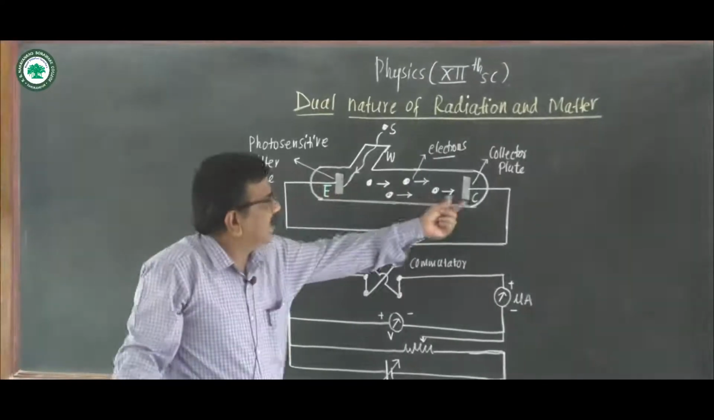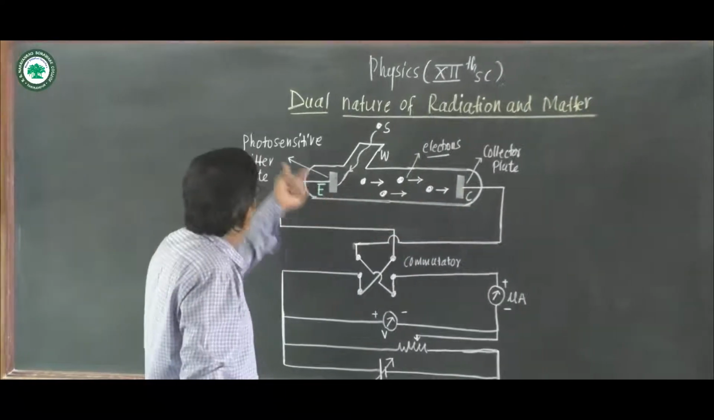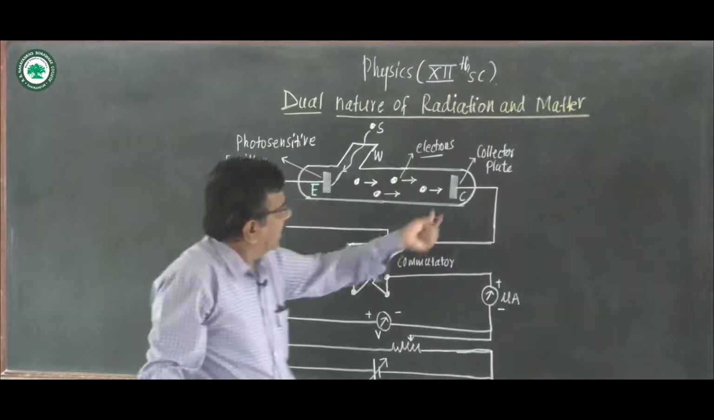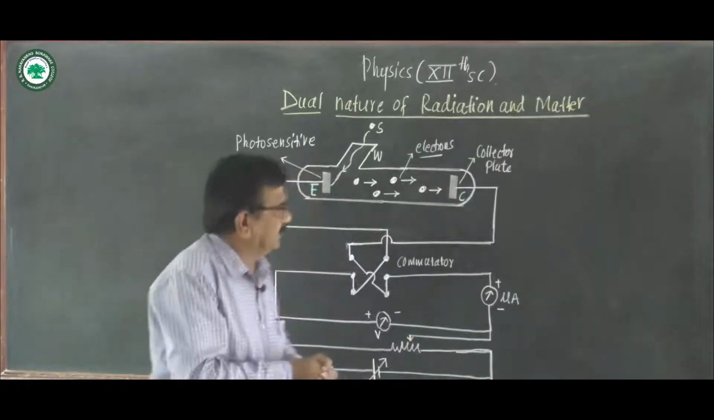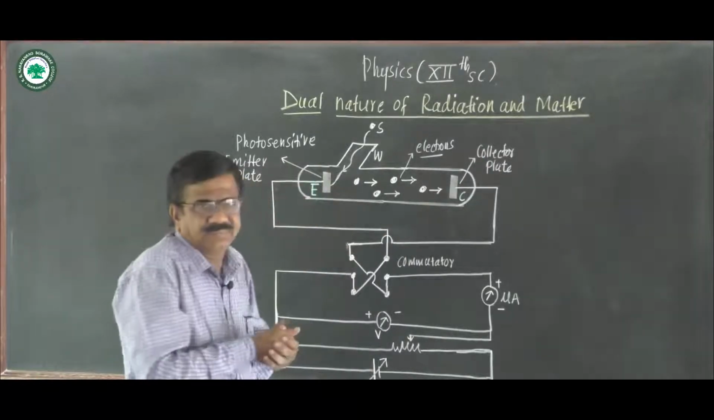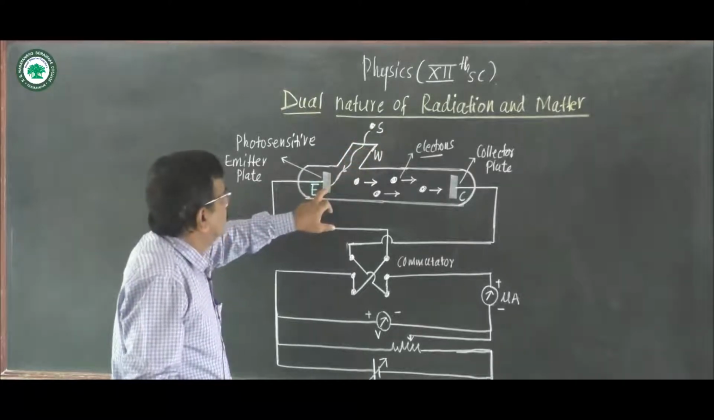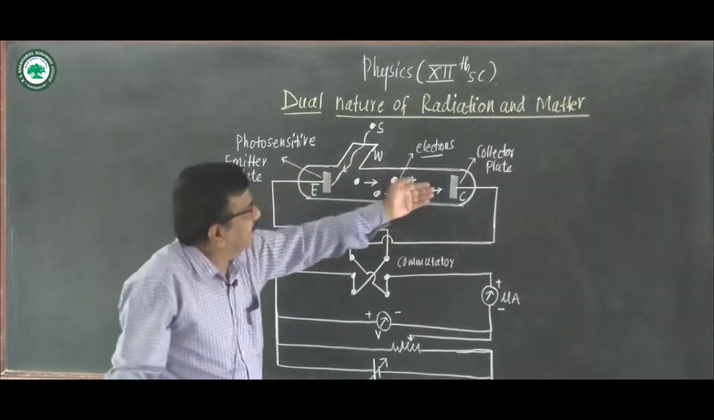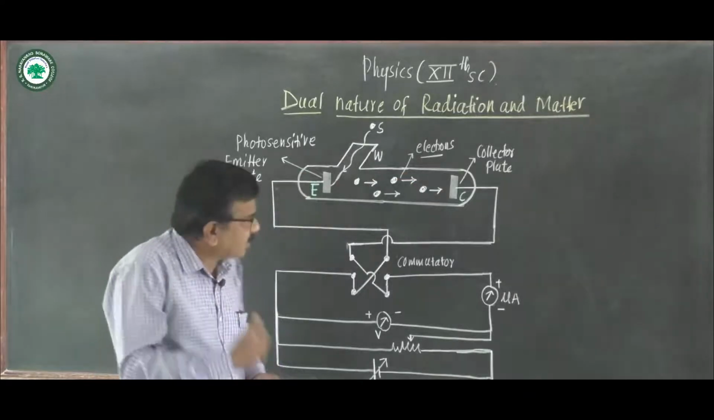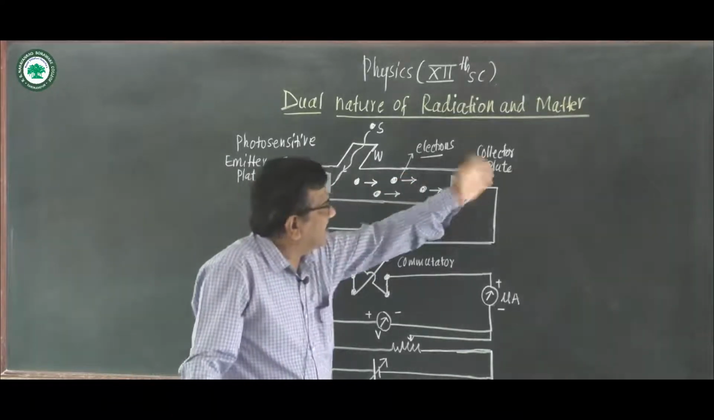Two electrodes are fixed here. One is the photosensitive emitter plate and the other is the collector plate. This is the evacuated tube. Light enters through this quartz window and photoelectrons are emitted. These photoelectrons are attracted by the collector plate.